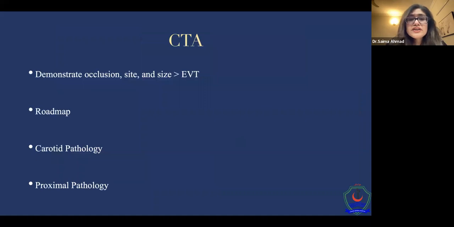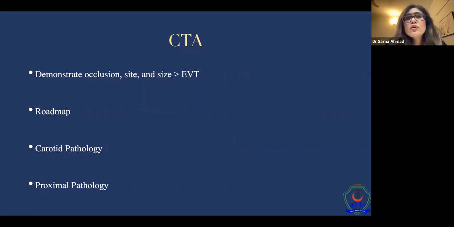So why do we use the CTA? We use the CTA because we want to demonstrate the site of occlusion. We want to know how long and how big the thrombus is prior to sending the patients for the endovascular therapy. If you are a neurointerventionist, you need a roadmap. So it provides you a very good roadmap.